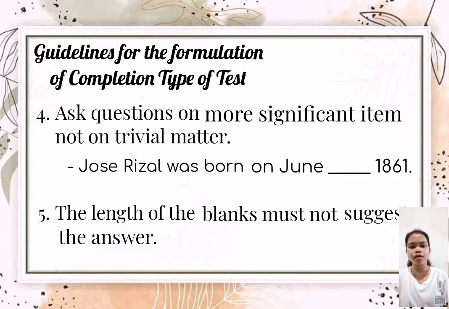Number 4. Ask for questions on more significant item, not on trivial matter. On the given example, there are other more significant items to ask other than specific birth dates. Number 5. The length of the blanks must suggest the answer. Make the blanks uniform in size.